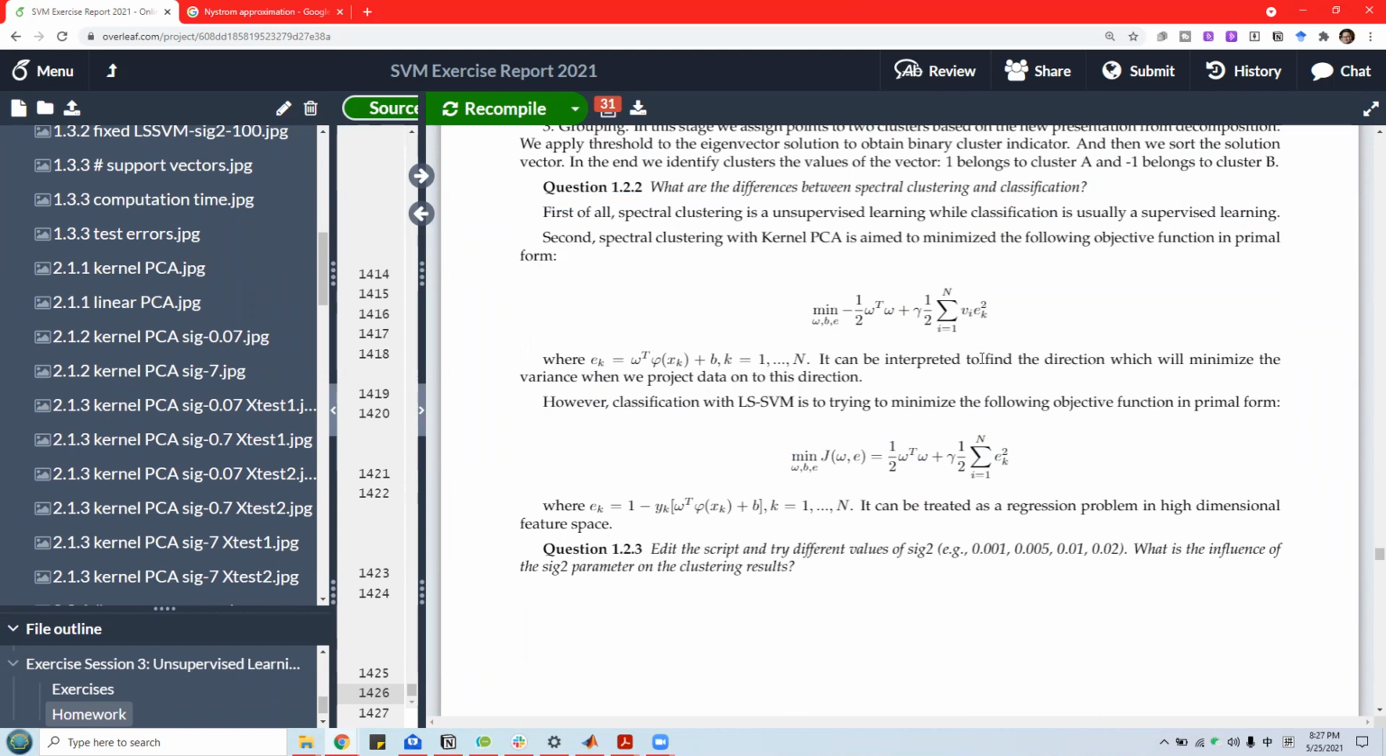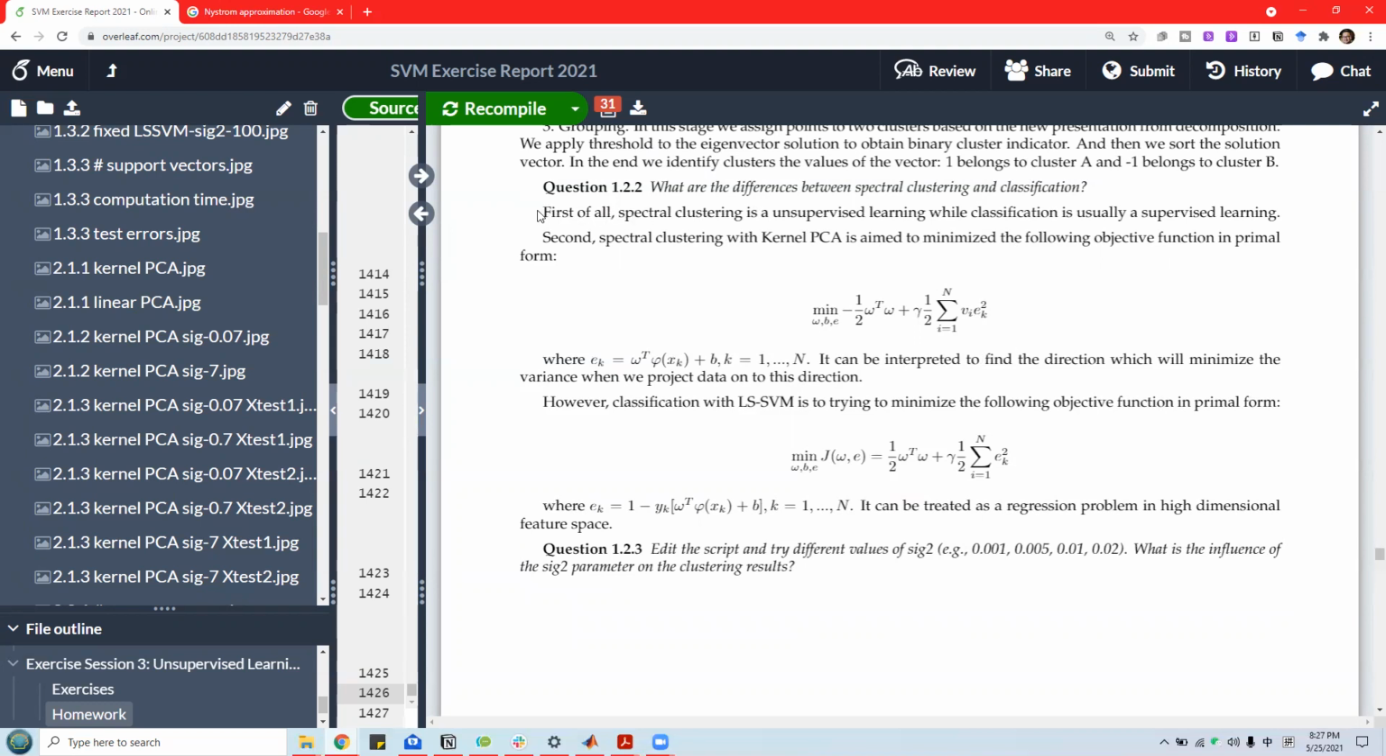Well, I think the key point is that spectral clustering doesn't have any labels. So you are trying to find two different clusters and you assign labels to each data point. To the contrary, in classification, you already have all the labels and you're trying to build a model to classify them correctly.